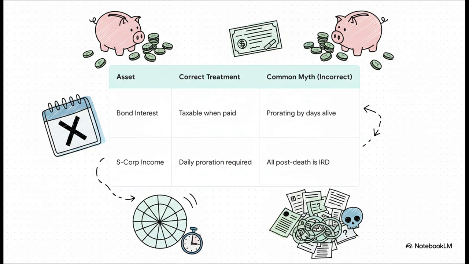For bond interest, Treasury Regulation 1.691(a)-2 is clear. For a cash basis taxpayer, the income is taxed when it's paid, period. You don't get to prorate it. But with S-Corps, it's the total opposite. IRC Section 1377 mandates a per-share, per-day allocation. So the income earned each day before death must go on the final 1040.